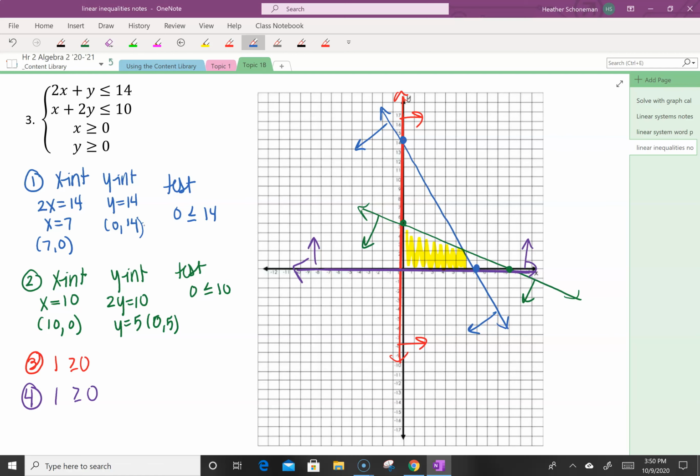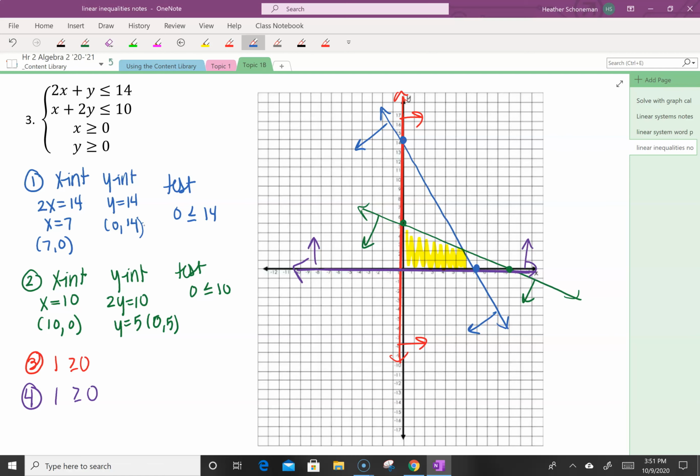Then I did the same thing for equation 2. The x-intercept turns out to be 10. The y-intercept turns out to be 5. I plotted those 2 points and connected the dots. Then I plugged in a test point. And with the test point, I plugged in 0, 0 because it wasn't on the axis, and I got that 0 is less than 10. That's true. So I shaded towards the axis.